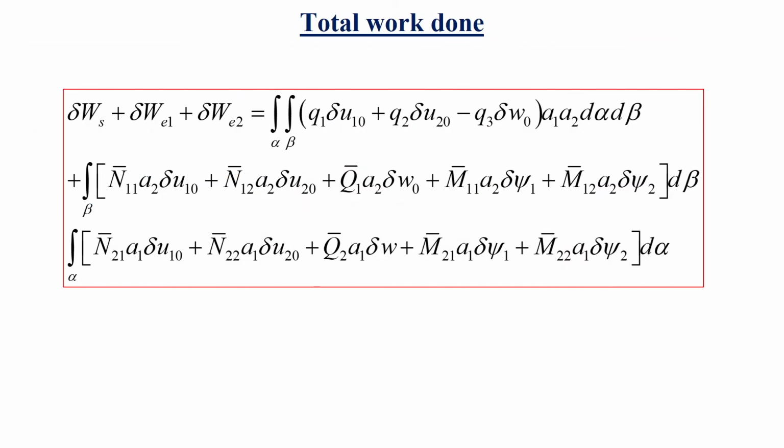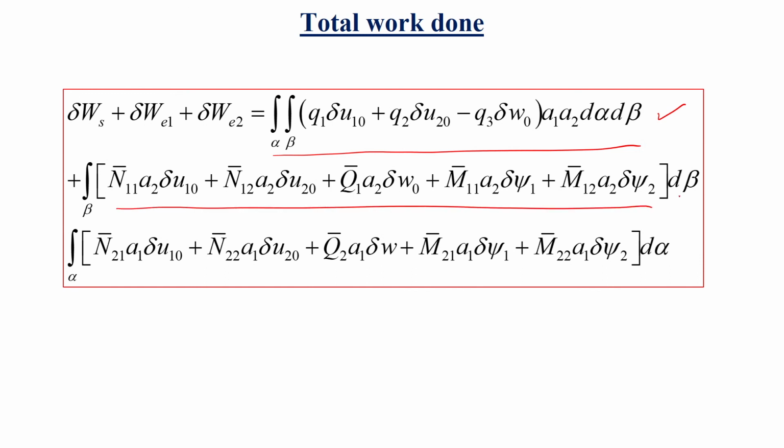So, now we have to club all the work done: Q1 del U1 0, Q2 del U2 0, Q3 del W, A1 A2. This term will contribute to the area and the other terms WE1 and WE2 will contribute to the boundary. There you see N11, N12. They will be on the two boundaries where alpha is equal to alpha 1 and alpha is equal to alpha 2, and beta is equal to beta 1 and beta is equal to beta 2.